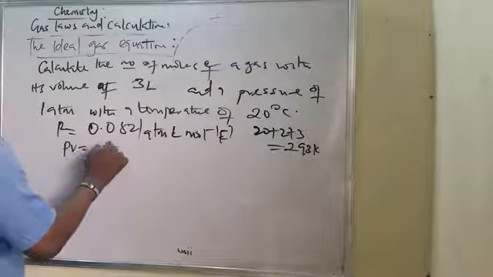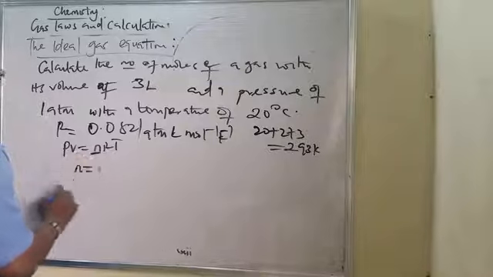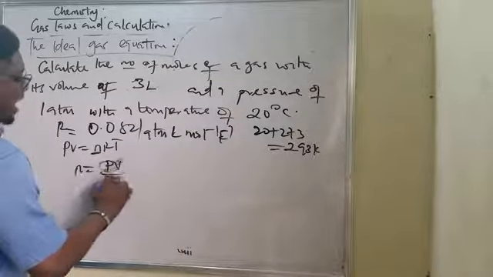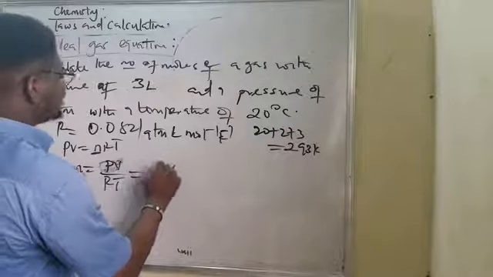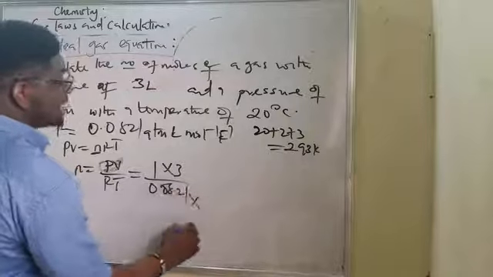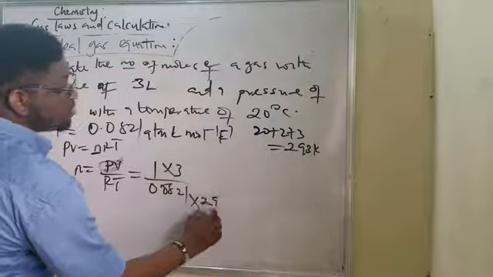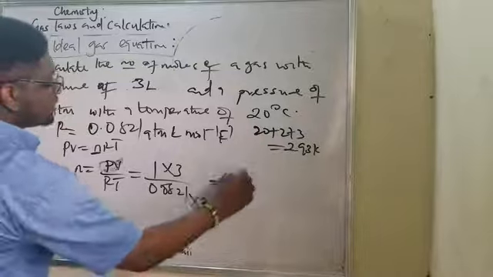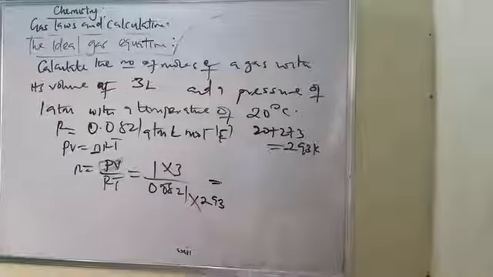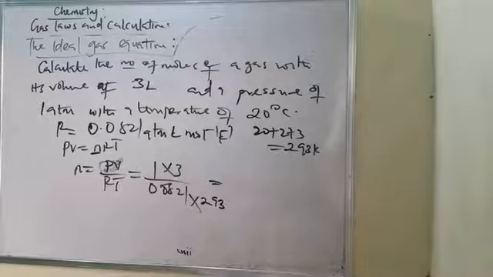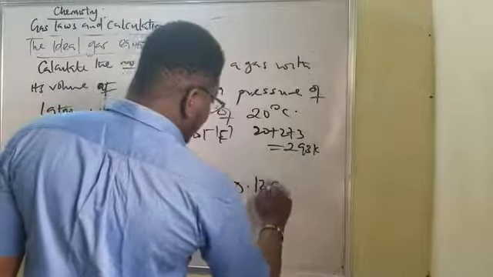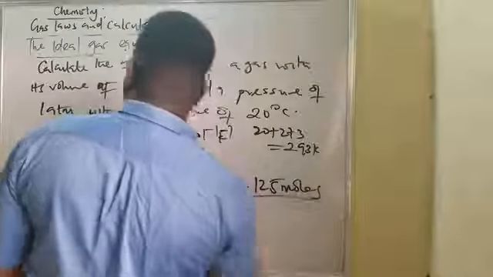So how do we do that? PV is equals to nRT. So my n, which is my number of moles, is equals to PV over RT, where my pressure is 1 times 3 over R, 0.0821 times my temperature, which is 293 Kelvin. This can be calculated, and the answer is 0.125 moles. Remember, we are looking for n.